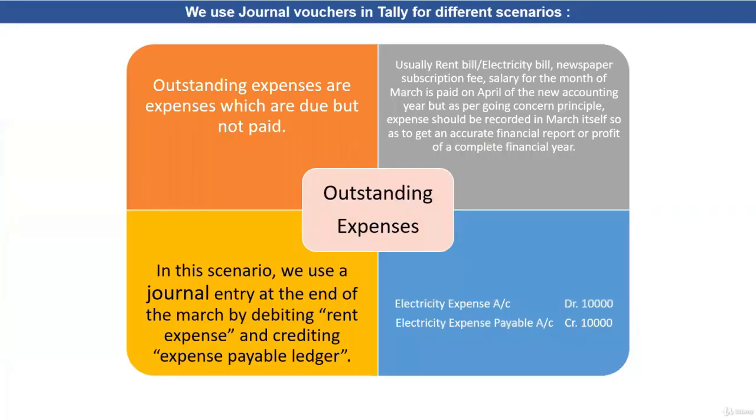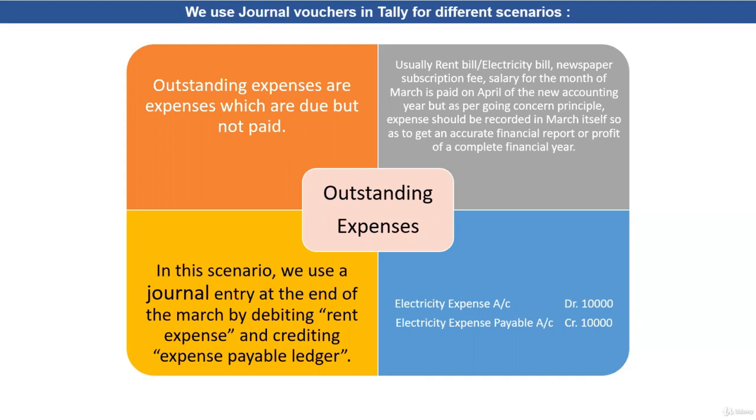Let's see an example, as there are different scenarios. First, I'm explaining outstanding expenses. Outstanding expenses are expenses that are due but not paid. In what kind of voucher will you post this entry? Do you post it in sales? No. Purchase? No. Receipts? No. Payments? No. Contra? No. So in which voucher will it go? It will go to the journal voucher.